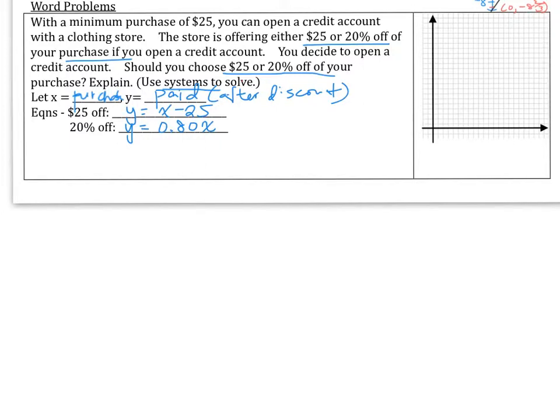Okay, so I need to first find the point of intersection between these two equations. If I were to use the graphing method, it would be very difficult to find that point of intersection. So I'm just going to show you a method and solve for x and y. Since this is y equal to and y equal to for both equations, I can just set them equal to each other. X minus 25 equals 0.80x. And then I can solve for x.